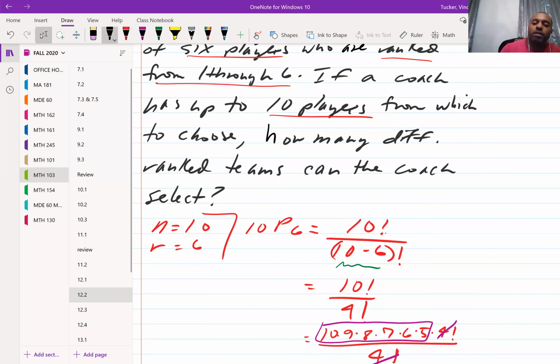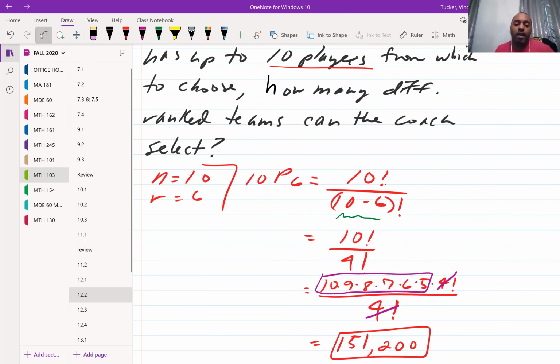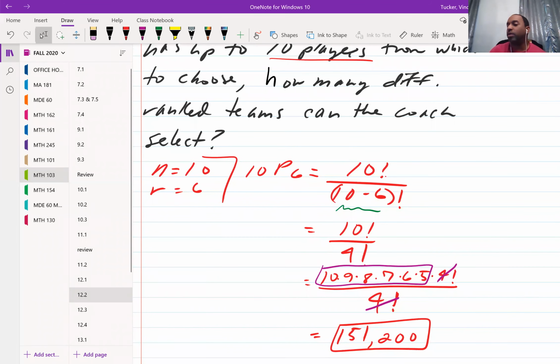Do what's in the parentheses first. 10 minus 6 is 4. That'll be 10 factorial over 4 factorial. Cancel out the 4 factorial. That leaves you with 10, 9, 8, 7, 6, 5. Multiply those together. You have 151,200 different ways you can create a team of 6 out of those 10 players. All right, any questions? Make sure we're good.